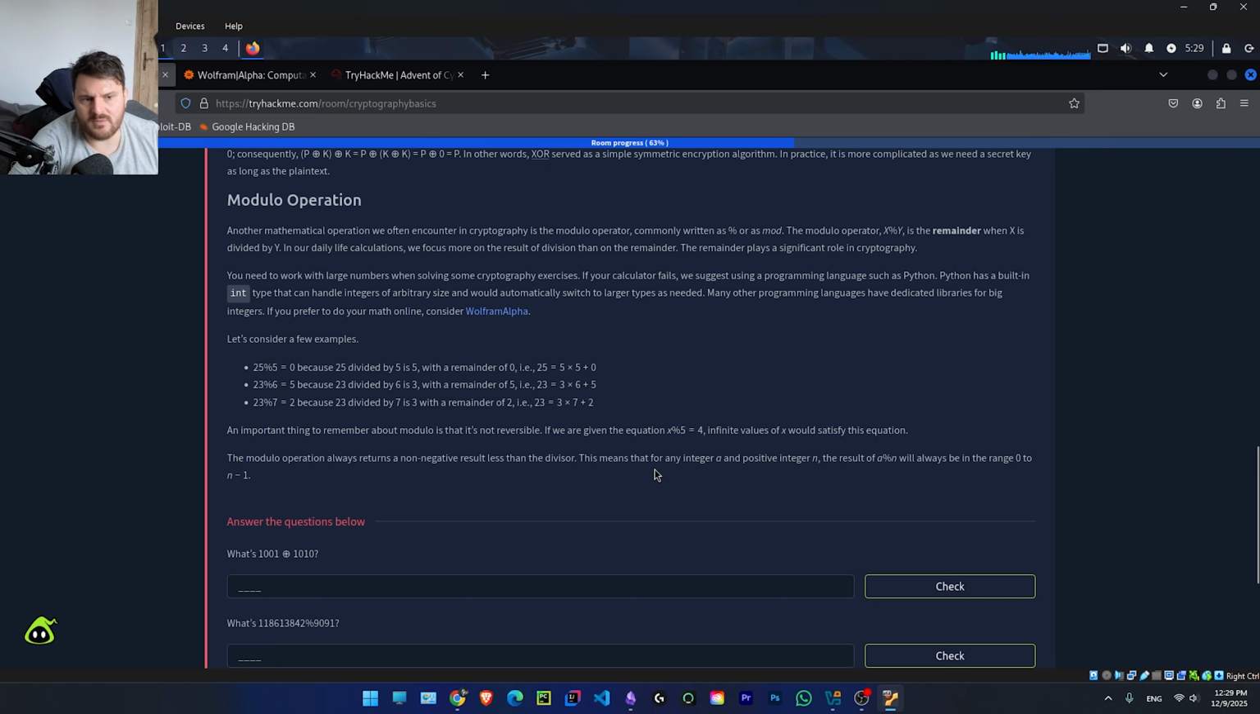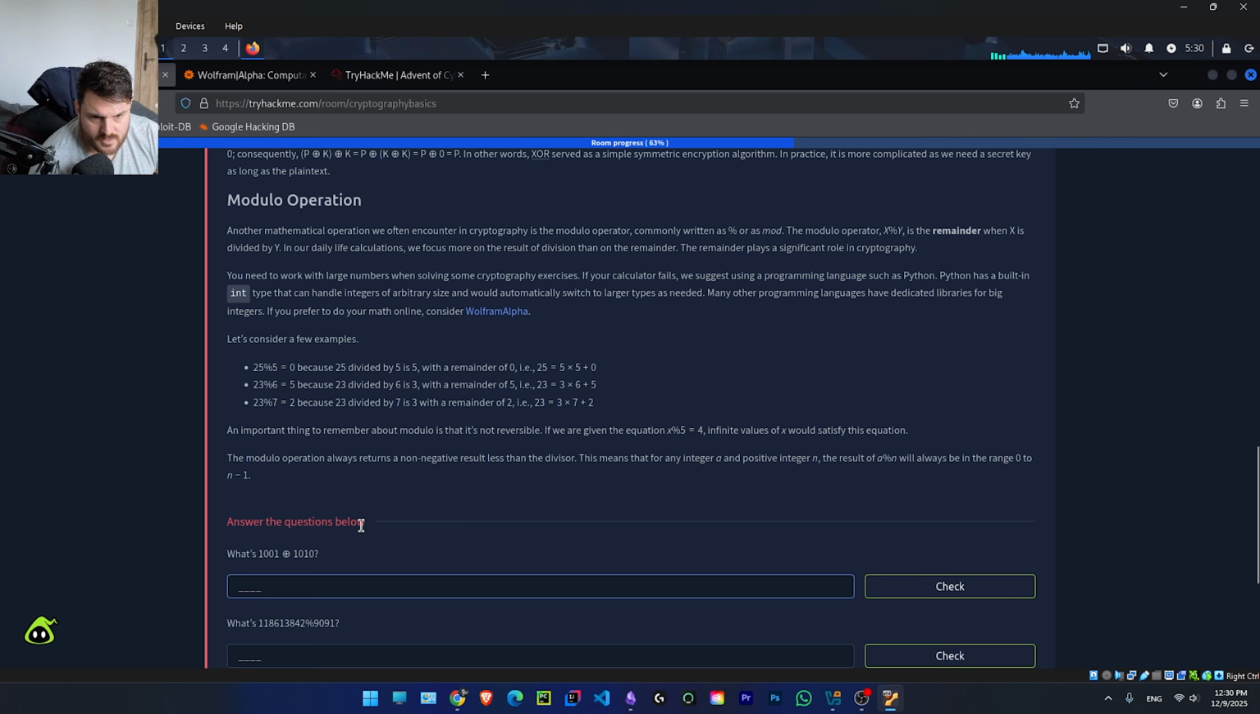An important thing to remember about modulo is that it's not reversible. If you are given the equation x modulo 5 equals 4, infinite values of x would satisfy this equation. The modulo operation always returns a non-negative result less than the divisor. This means that for any integer a and positive integer n, the result of a modulo n will always be in the range of 0 to n minus 1.